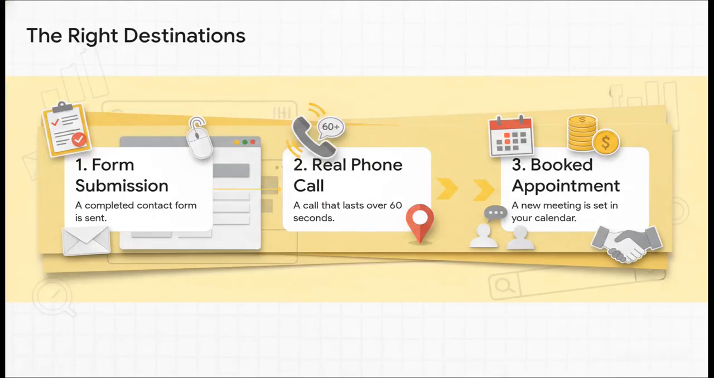So what are the right destinations to aim for? Number 1, a fully completed, actually submitted contact form. 2, a real phone call that lasts a meaningful amount of time, let's say over 60 seconds. And 3, the absolute best goal, a booked appointment right there in your calendar. These are the destinations that actually lead to revenue.